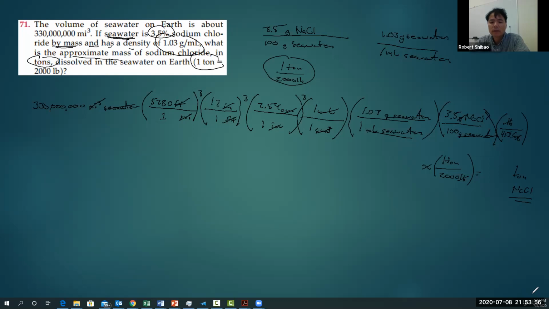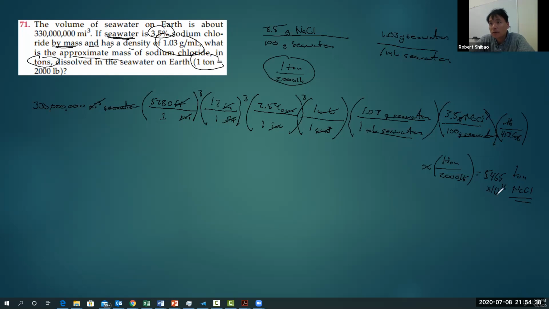Times 5280, I'm gonna raise that to the third, the 5280 cubed, and then hit equals so I don't have to deal with parentheses. Times 12 cubed equals times 2.54 cubed equals times 1.03 times 3.5 divided by 100 divided by 453.6 divided by 2000 equals. And so I'm gonna get 5.465 times 10 to the 16.